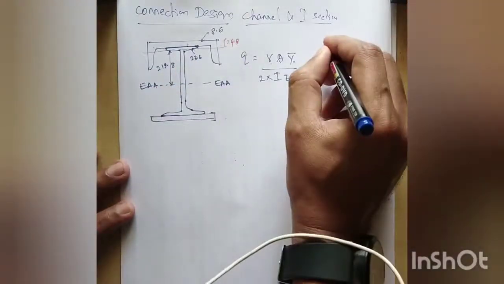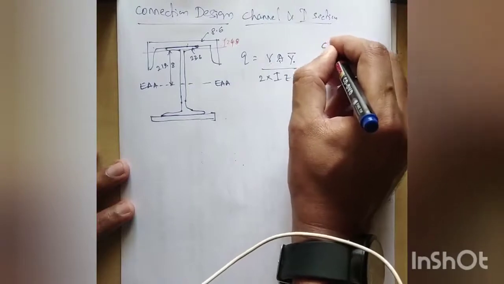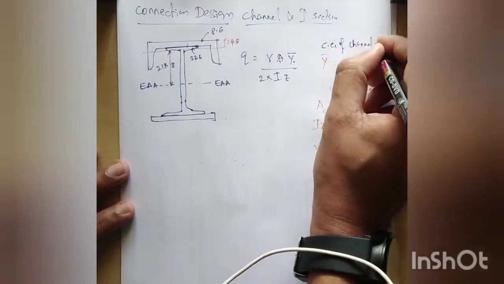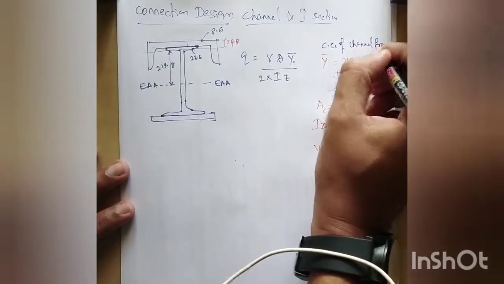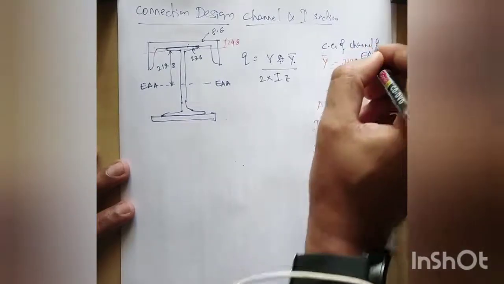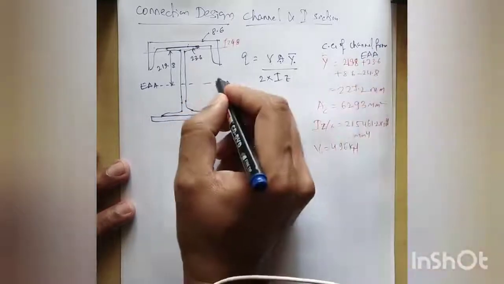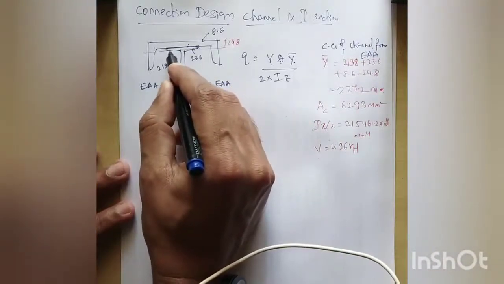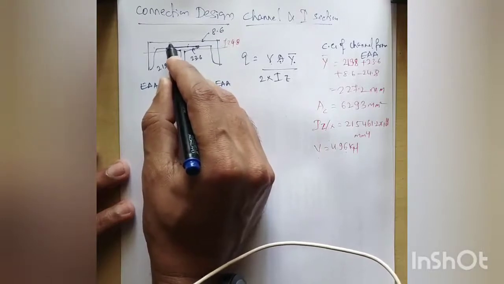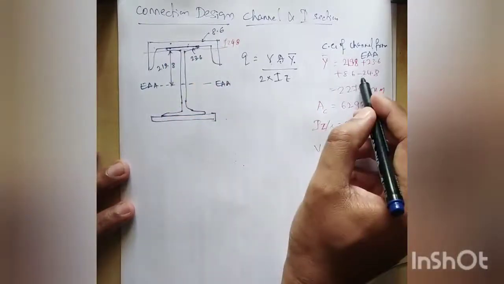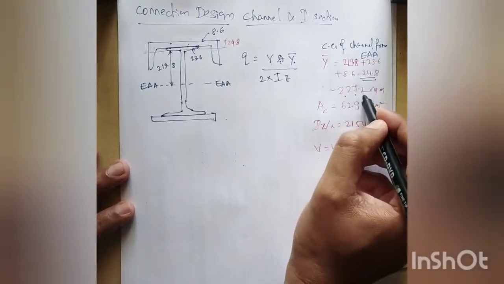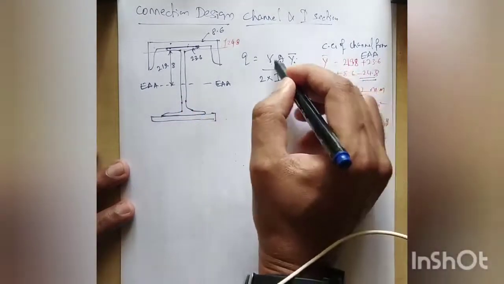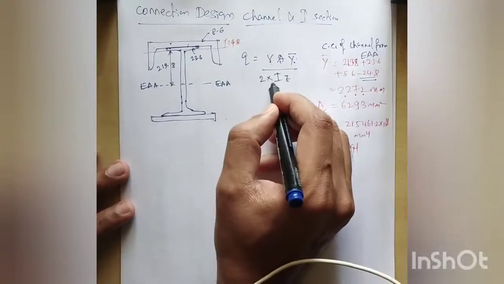So y bar is nothing but what? The distance between CG of channel from equal area axis. This we have seen is already 219.8 plus 23.6 plus 8.6 minus 24.8, which will be 227.2 mm from the equal area axis. Q is equal to V times A times y bar, where A is area of the channel, divided by IZ.